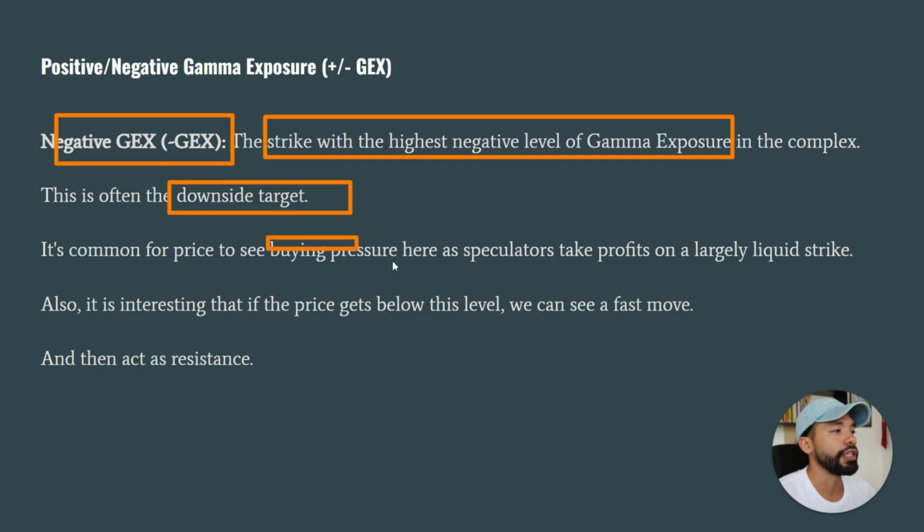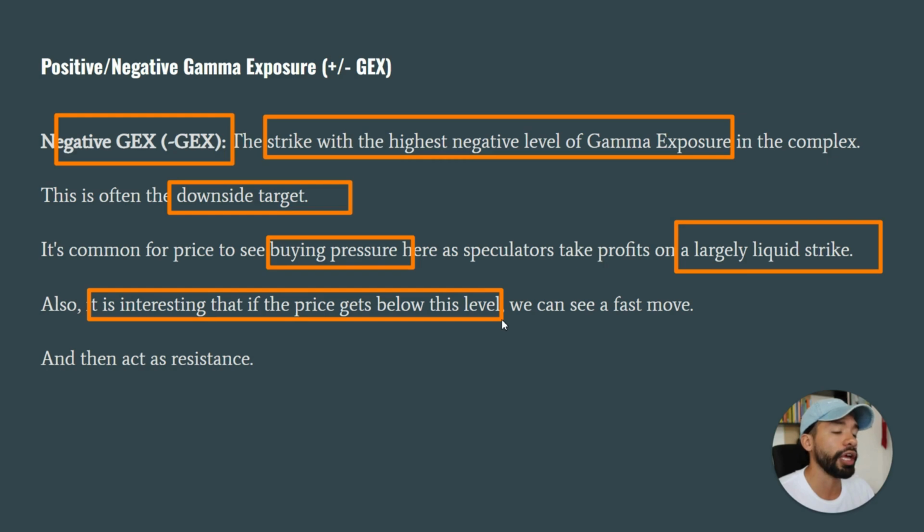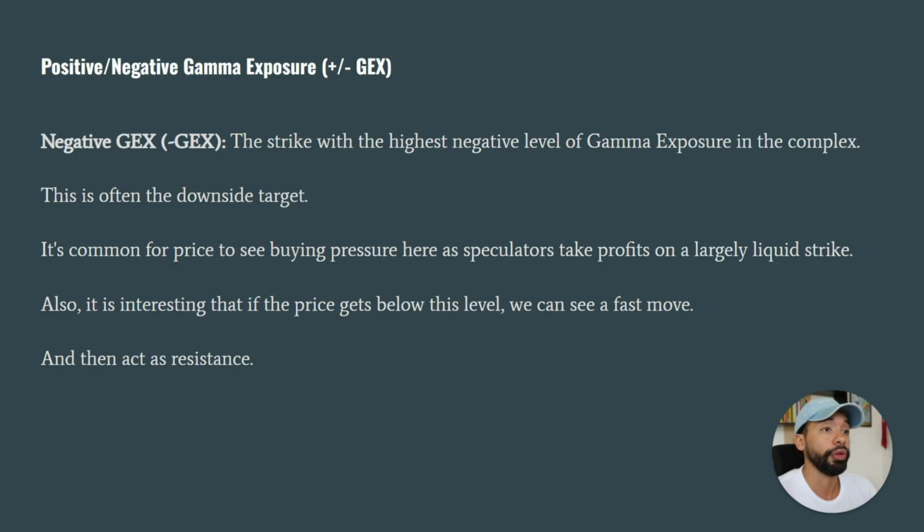And of course, you can see some buying pressure at those levels. A lot of people are going to take profits at those levels if they have short positions, because it's a largely liquid strike. What is also interesting is that if you get below that level, you can actually get a really strong move to the downside. And of course, if you're below it, then expect this level to act as a possible level of resistance, which is actually pretty interesting.